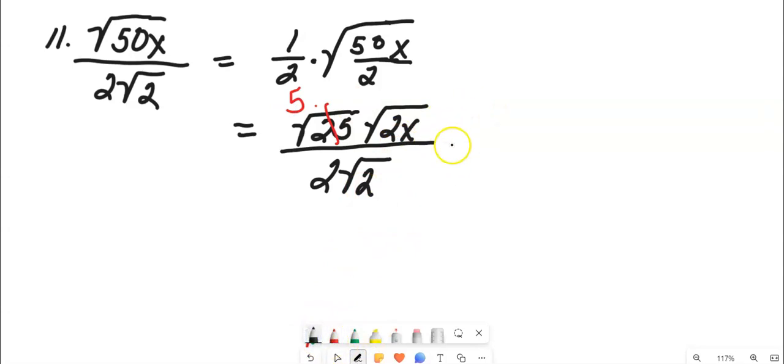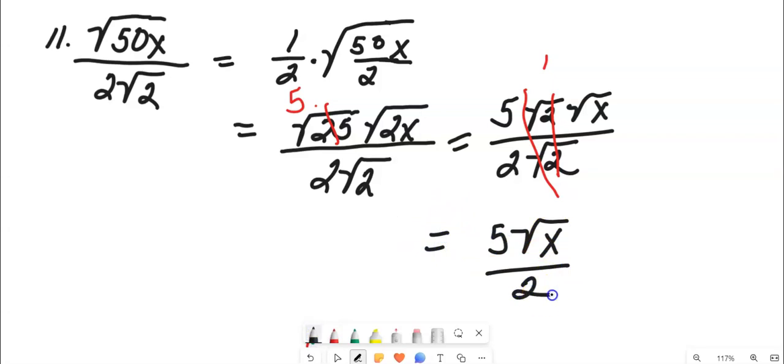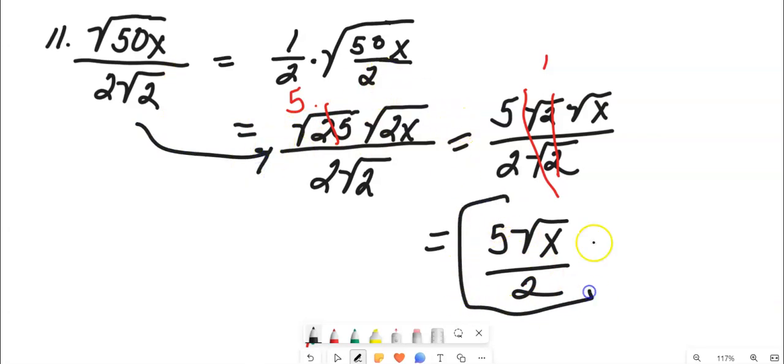So let me write it out for you. So if we have 5 square root of 2 square root of x over 2 square root of 2, you can see now that these two will reduce down to 1. So my final answer here is 5 square root of x over 2. Now that's if we used this method here. Okay, and that's the answer for that.